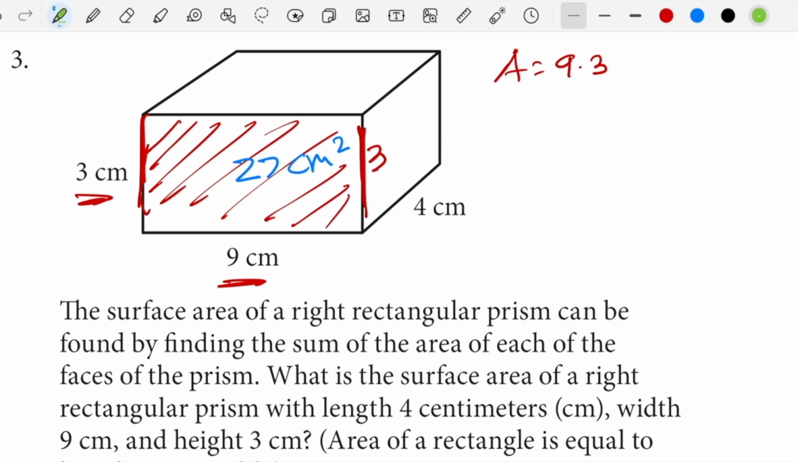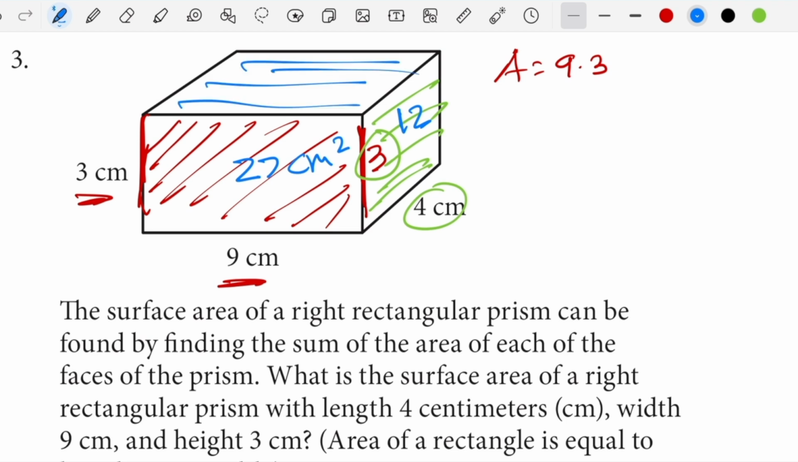So the side face, this side face is 3 times 4, so my surface area is 12. Let's go for the top. Okay, this 4 is the base, therefore this is 4 as well. Okay, and I need this side.